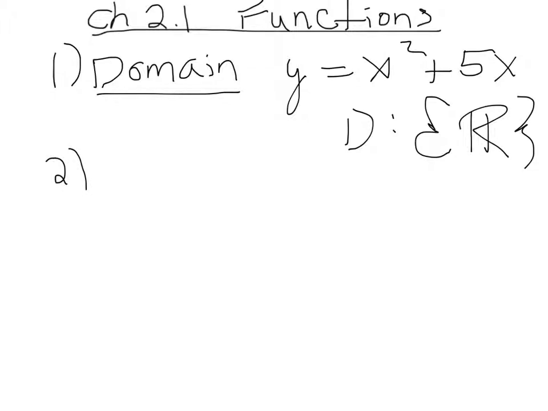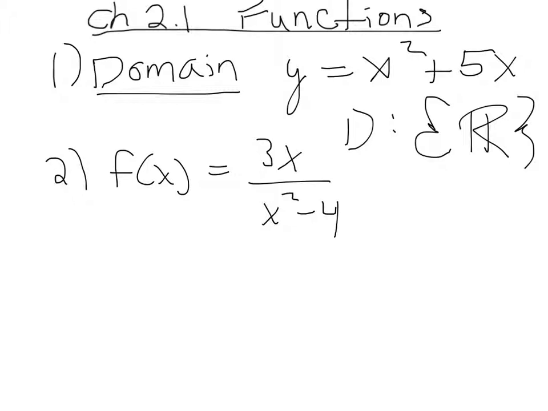Number 2 would be if you have a fraction. So let's say f of x equals 3x over x squared minus 4. Here, the only thing that will not give you a return value for y is if you have the denominator equal to 0, because a number divided by 0 you can't do. It's not a function.